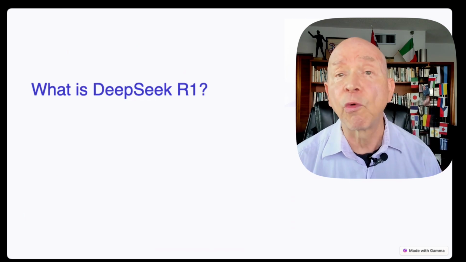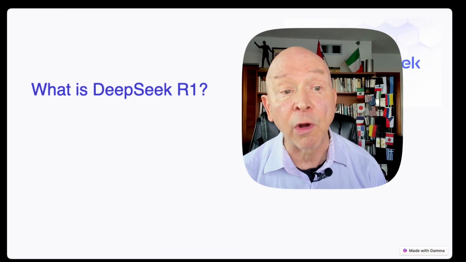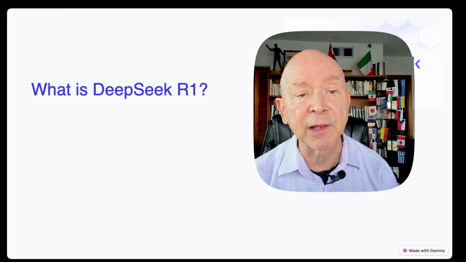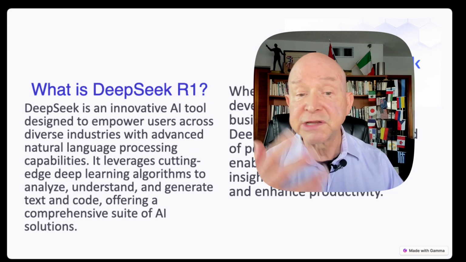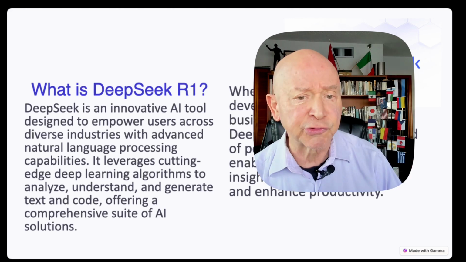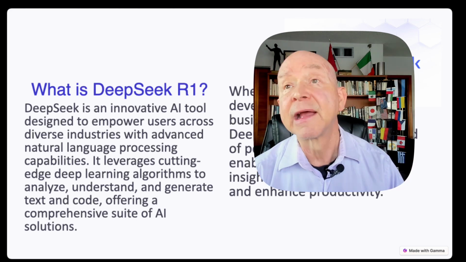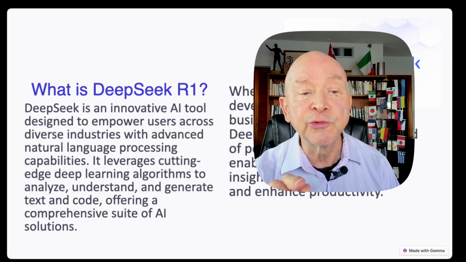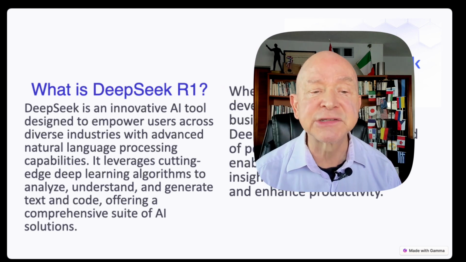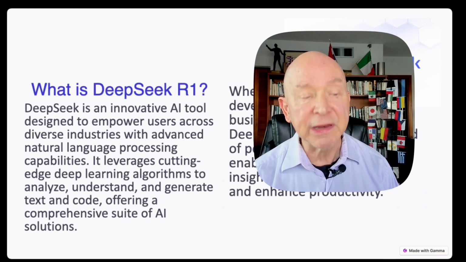So you look at what in the world is DeepSeek R1. Well, it's a tool that gives you a lot of capabilities. Matter of fact, if you look at it right here, you'll see, well, it's an innovative AI tool designed to empower across diverse industries with advanced natural language processing capabilities. It leverages cutting-edge deep learning algorithms to analyze, understand, and generate text and code, offering a comprehensive suite of AI solutions. And by the way, doesn't that just sound like AI? Yeah, it does. It sounds like AI created that. Well, guess what? It did. AI created that stuff and put it in there.